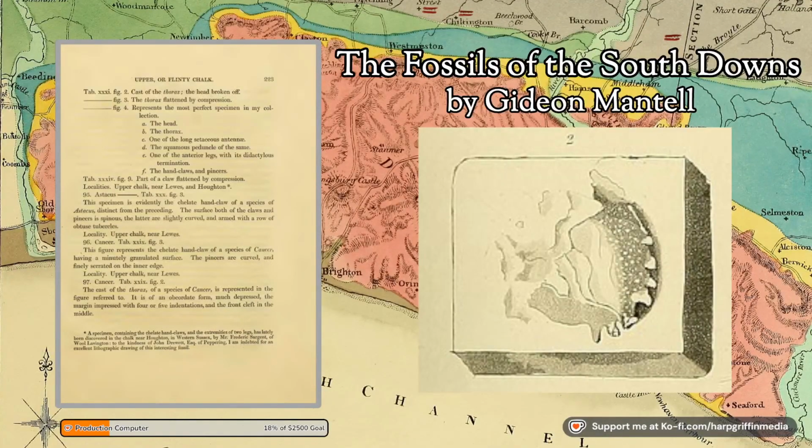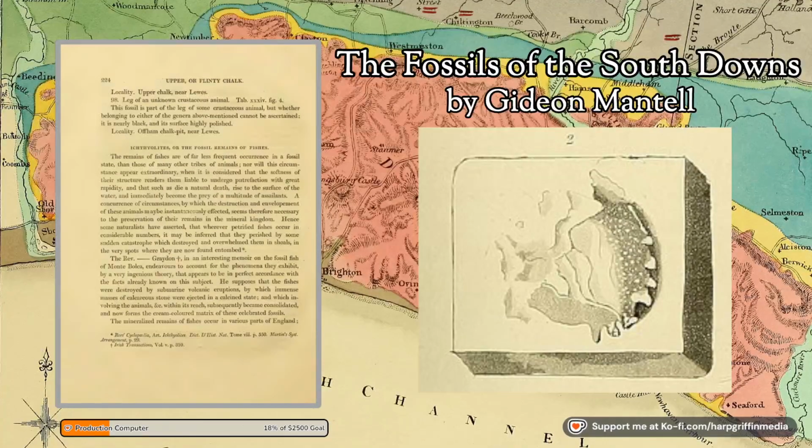97. Cancer. Tablet 29, figure 2. The cast of the thorax of a species of cancer is represented in the figure referred to. It is of an obcordate form, much depressed, the margin impressed with 4 or 5 indentations, and the front cleft in the middle. Locality: Upper Chalk, near Lewes.